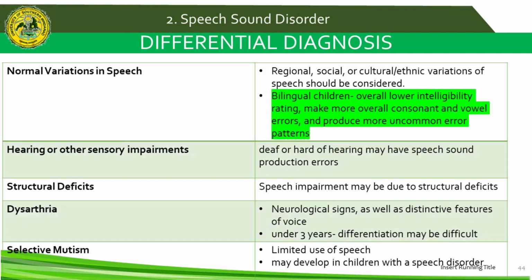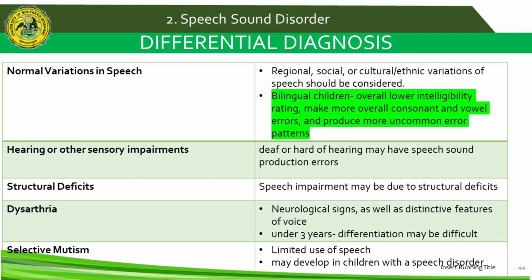For the differential diagnosis, normal variations in speech. Bilingual children may demonstrate an overall lower intelligibility rating, make more overall consonant and vowel errors, and produce more uncommon error patterns than monolingual English-speaking children when assessed only in English.